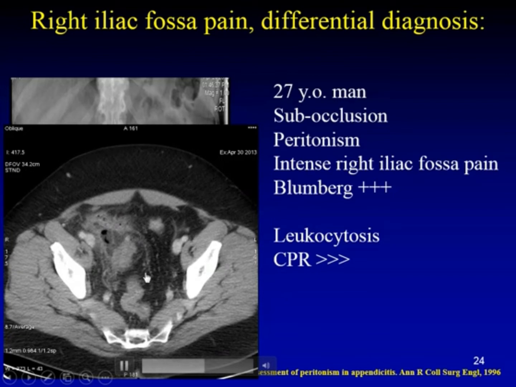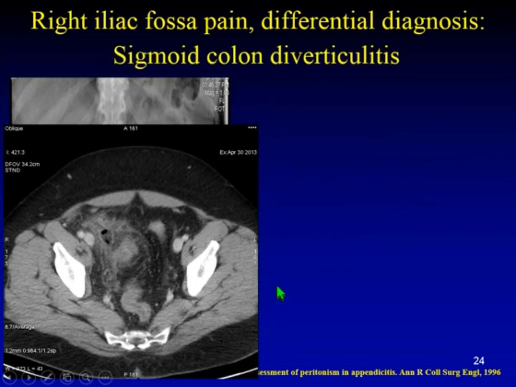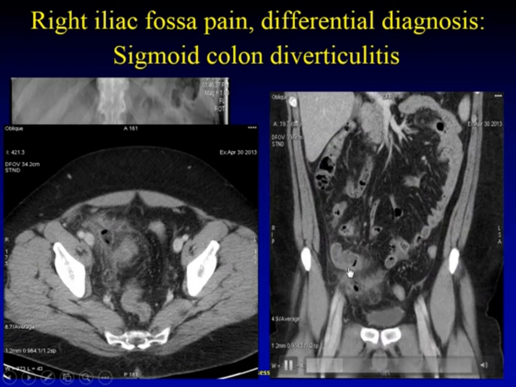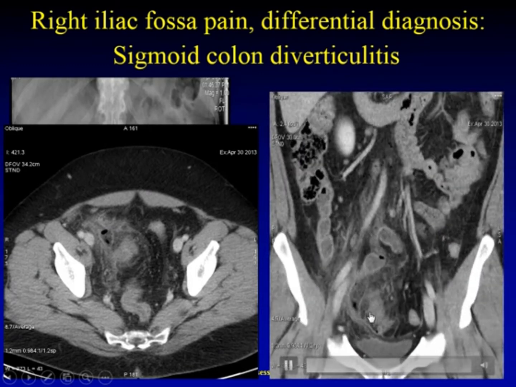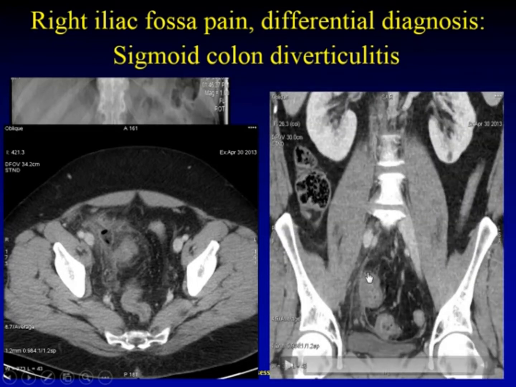This was, in reality, even if the pain was on the right side, a sigmoid colon diverticulitis. And in effect, we may confirm in the coronal image the aspect of the small bowel loops and the involvement of the fatty tissue around the sigmoid colon and these inflamed small diverticula.